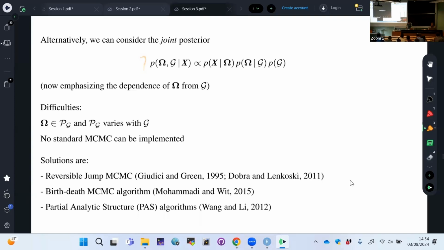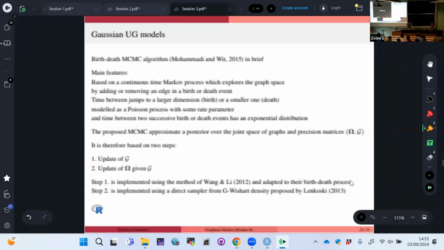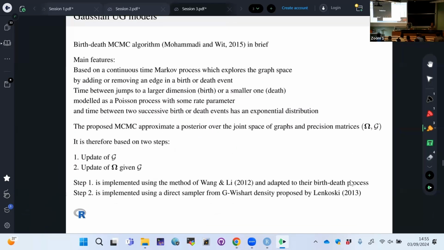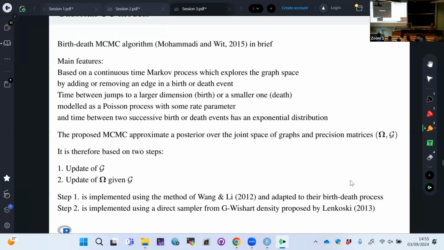For example, a reversible jump algorithm, for those of you who are familiar with this kind of algorithms, or something which was proposed by Mohammadi and Wit, and which is implemented in the package that we will discuss later on, which is instead based on a birth-death MCMC algorithm. Okay? There are other proposals, of course, in the literature. Okay, so let me just give you some information very briefly about the properties of the algorithm provided by Mohammadi and Wit, because it is the one that we will use in our R session.